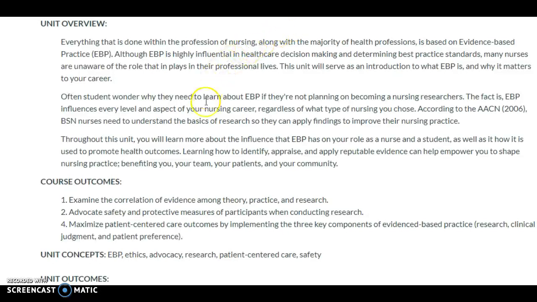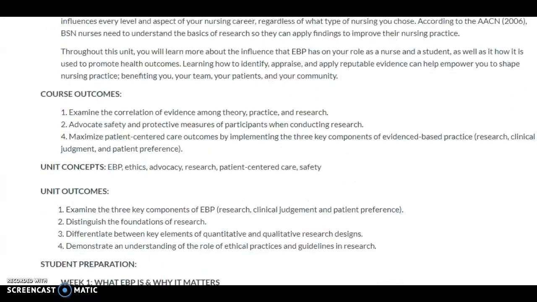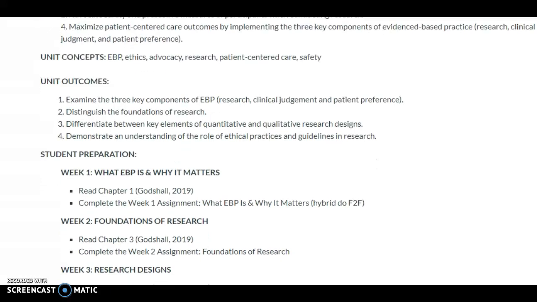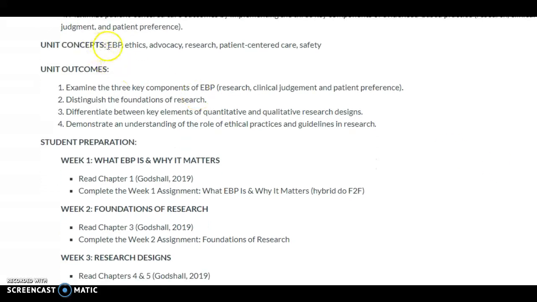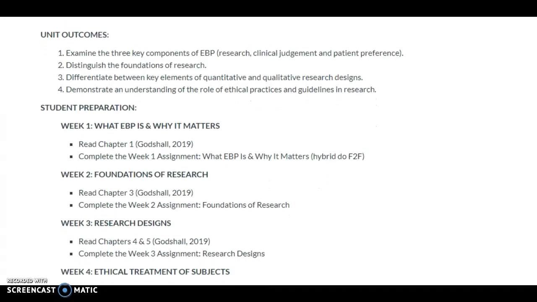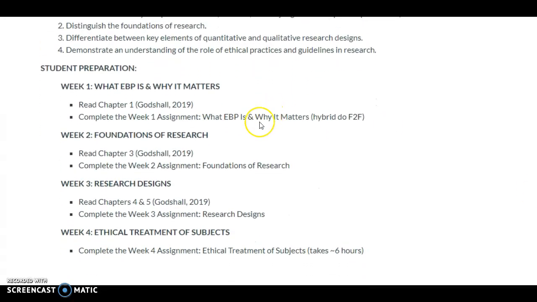You'll see there's a brief overview here that you're encouraged to read, which tells you what we're going to talk about in this unit, the course outcomes that are met by this unit, and the unit concepts. We're a concept-based curriculum at the Annie Taylor Dee School of Nursing, so these are specific concepts that are addressed in this unit. Here are the unit outcomes that tie back to the course outcomes. And at the bottom there's a student preparation that you will do for each week.